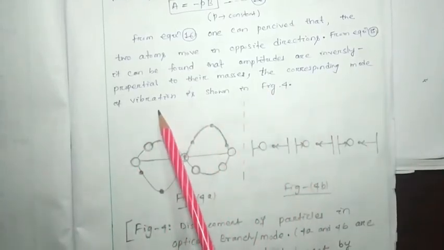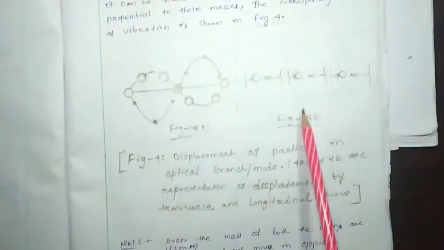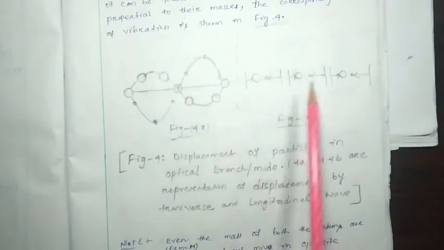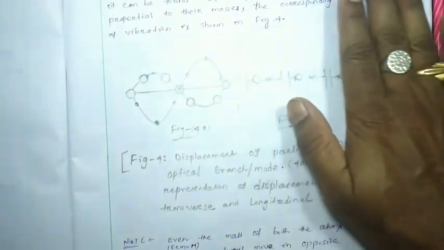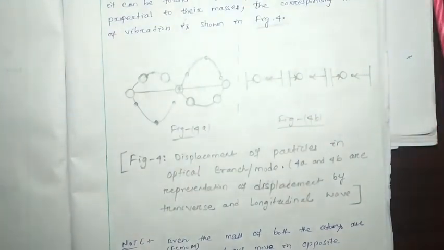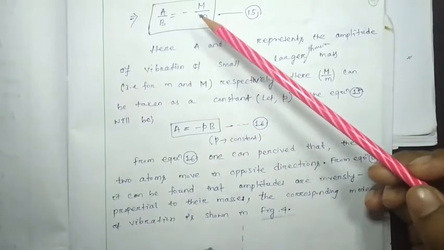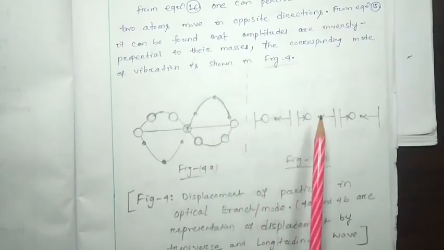And the corresponding mode of vibration is shown in figure 4, and this is 4a and 4b. This is the transverse representation. Both meanings are the same. This is the transverse way of representation of the motion, and 4b represents the longitudinal representation of the motion of the two atoms for the optical branch. For the optical branch, we found from equation number 15 that the two atoms have to move opposite to each other. Here are the two representations, with the same meaning.